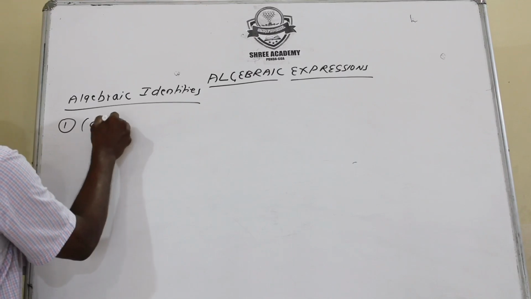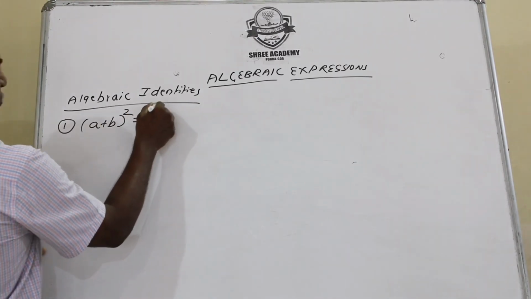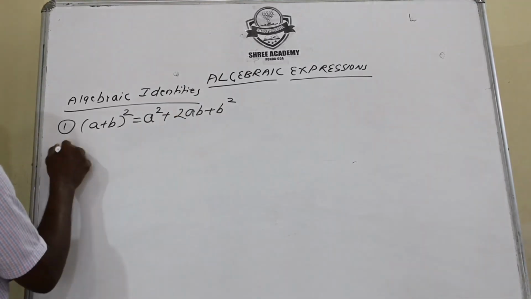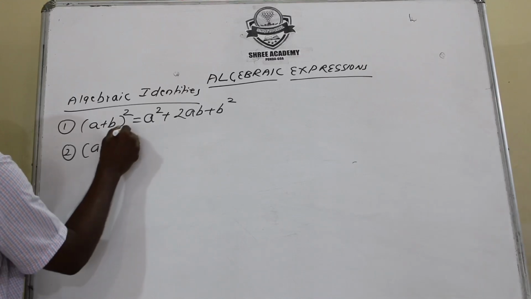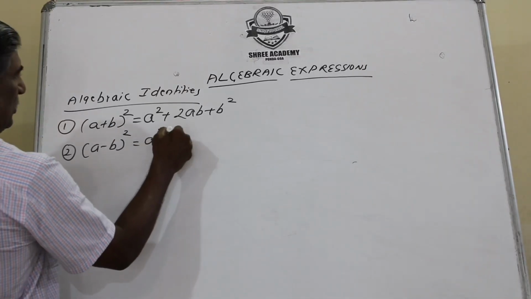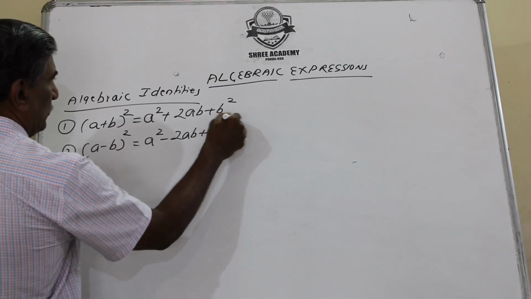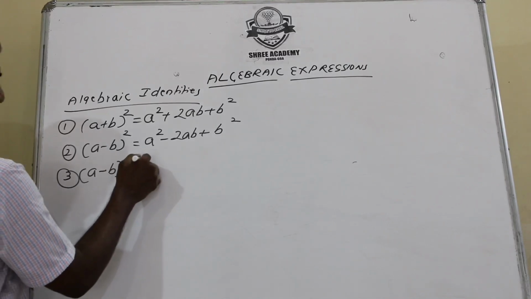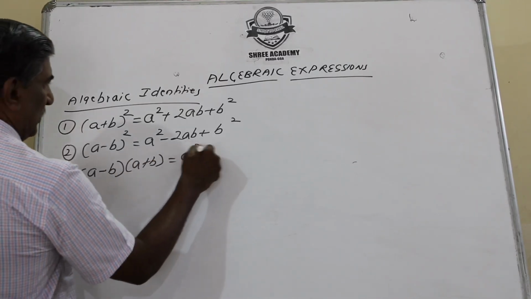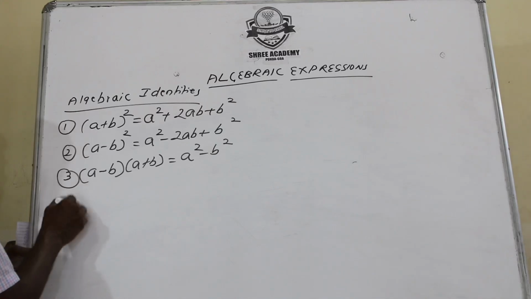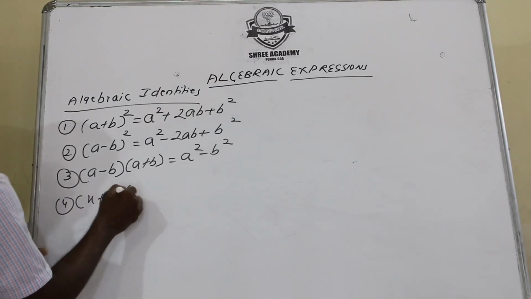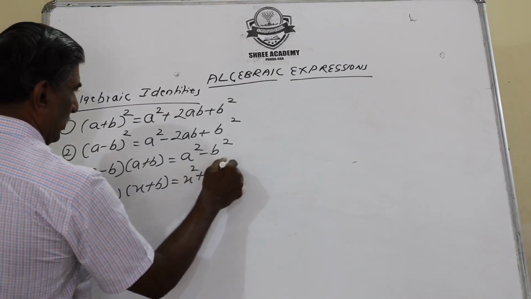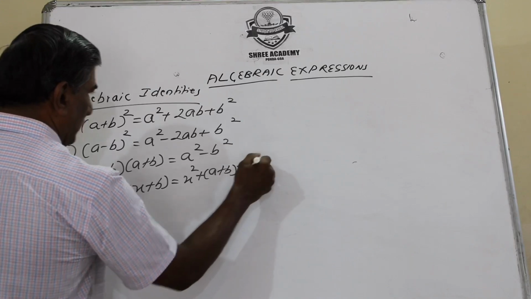So the first one is a plus b the whole square, which is a square plus 2ab plus b square. The second one is a minus b the whole square, a square minus 2ab plus b square. The third identity can be taken as a minus b into a plus b. This is nothing but a square minus b square. Fourth is x plus a into x plus b. This is x square plus a plus b x plus ab.